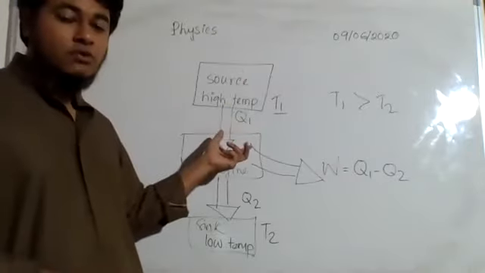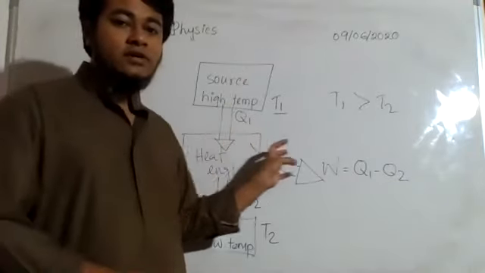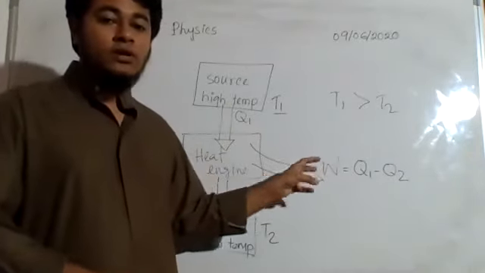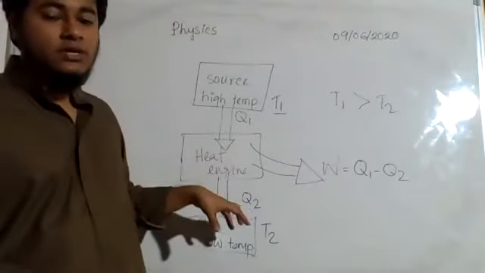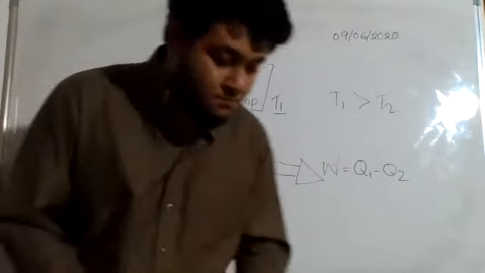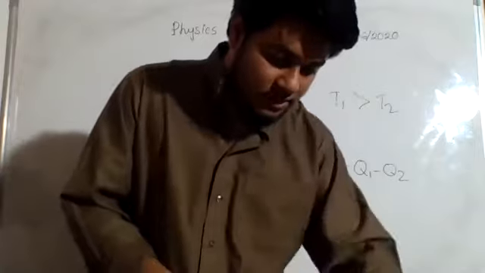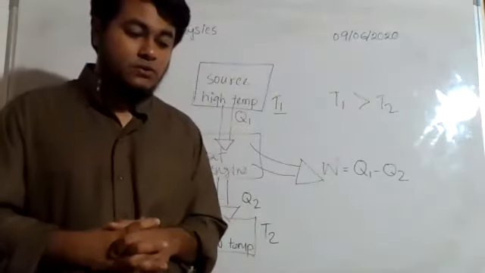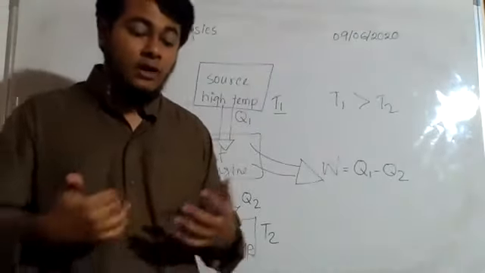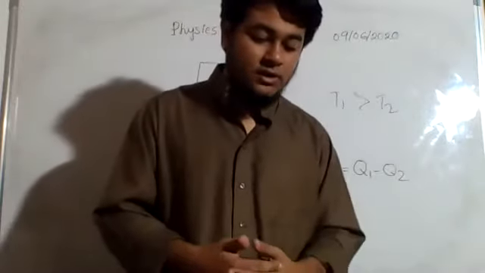So Q1 amount of heat it will draw, out of that it will produce W amount of work, and the rest amount of heat it will leave to the sink. Okay, so this is what they have talked about in the rest of the paragraph. So I would prefer not wasting time reading those lines.